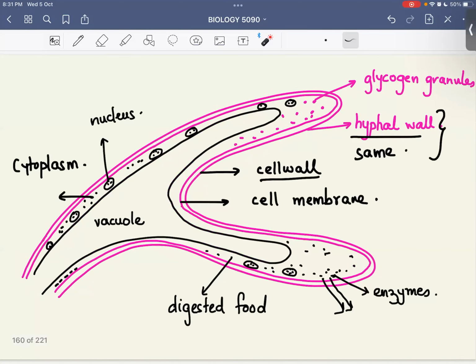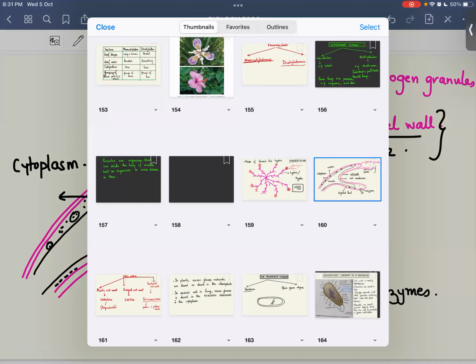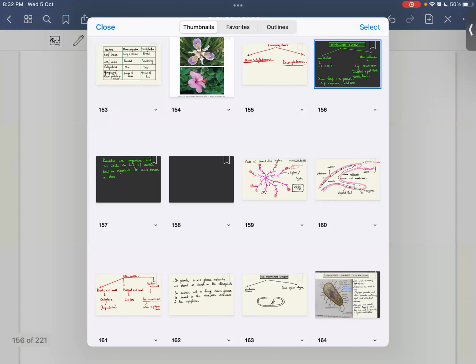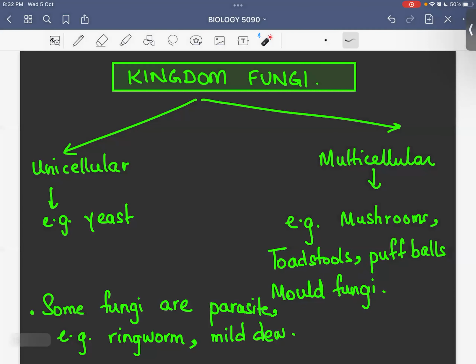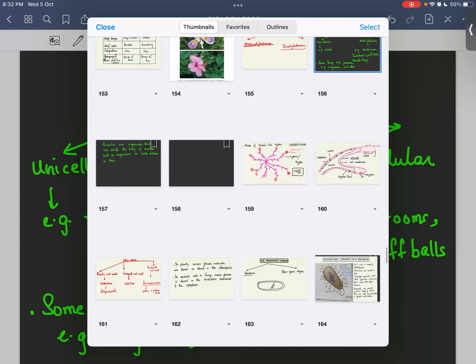You should also know that basically there are 2 kinds of fungi, unicellular and multicellular. Unicellular में आप एक एग्जांपल याद रखो, yeast. Multicellular में आप ये सारे एग्जांपल्स को याद रखो. तो फंगाई के बारे में this is more than enough. More than enough. ठीक है.